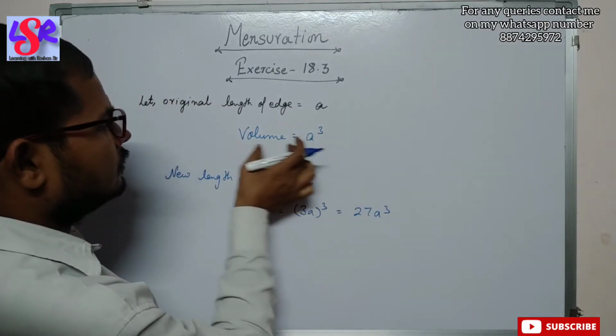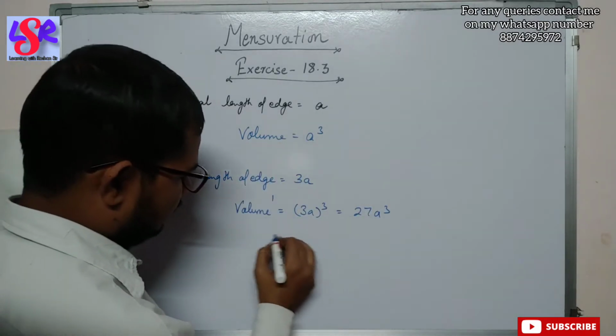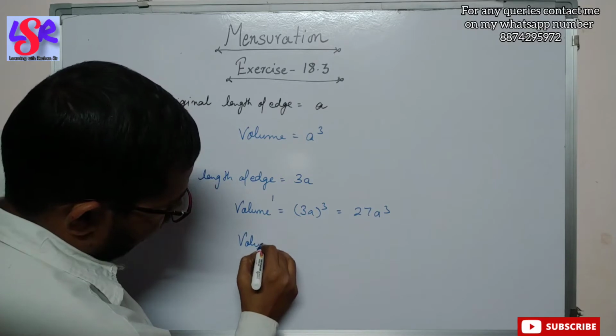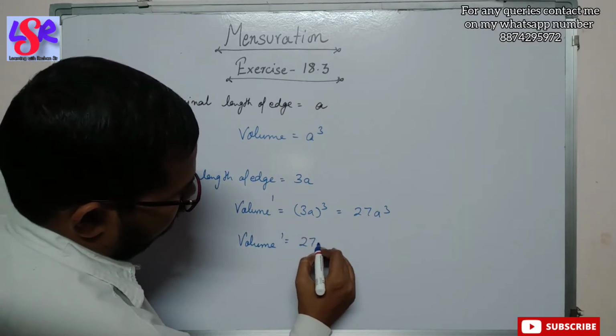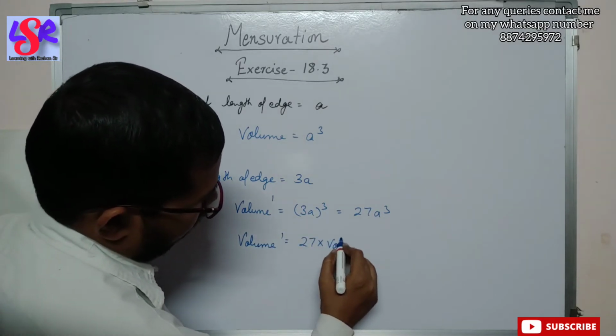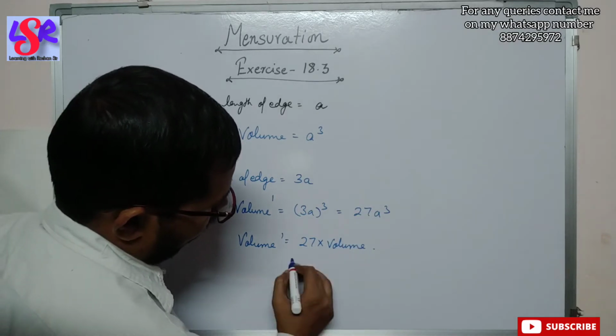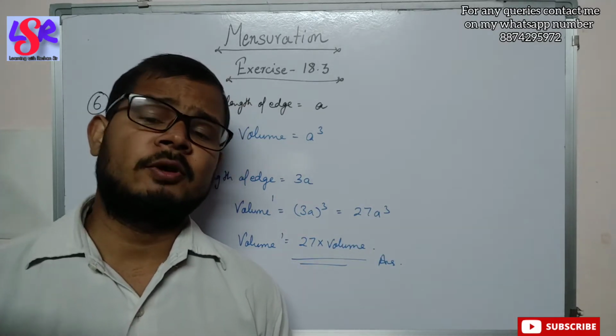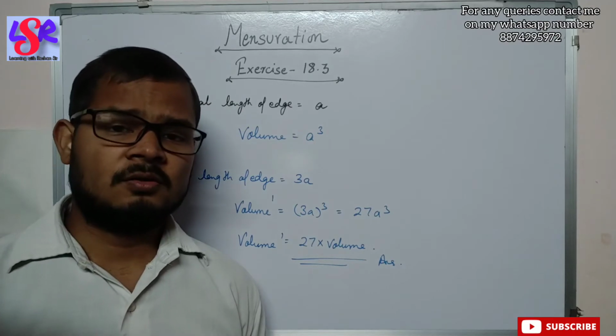Now a cube was the value of the original volume, so this can be written as volume dash equals 27 into the previous volume. So the new volume of the cube will be 27 times the original volume.